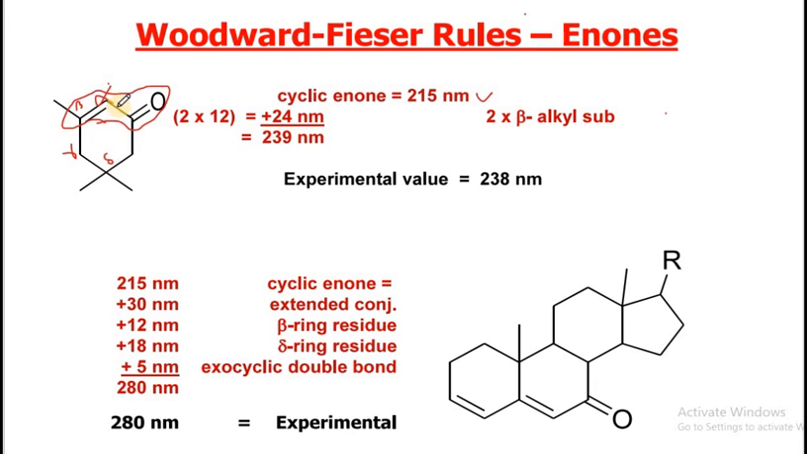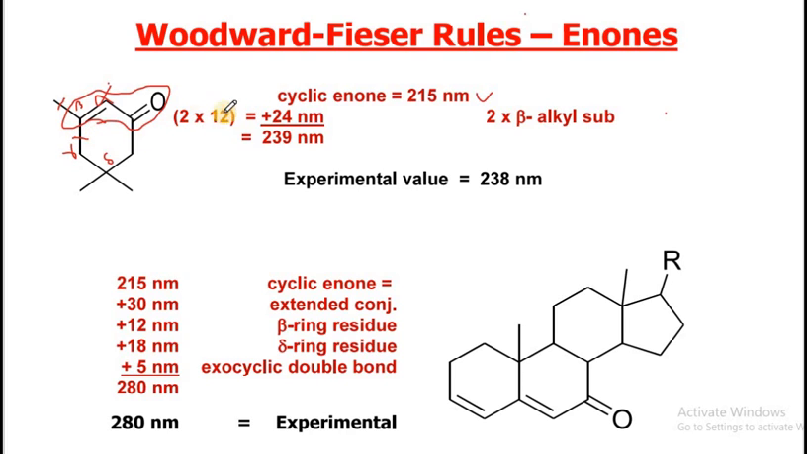So in this system, there is an alkyl group attached to the beta position, and there is another alkyl group which is also attached to a ring residue, which is also attached to beta. So to the beta position, one alkyl group is attached and one ring residue is present at the beta position. So there are two, for alkyl and ring residue values are the same.